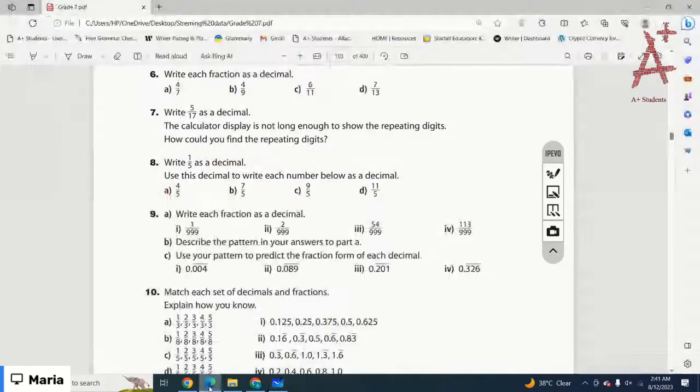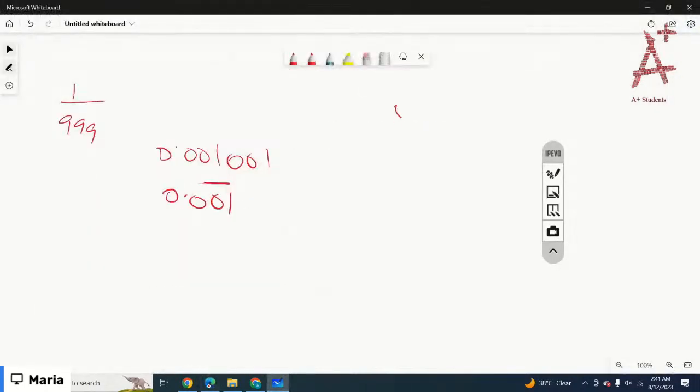Okay, the next one is 54 over 999. So just use the calculator, it would be 0.054054. So 054 is the recurring part, every time the three digits are repeating, right?